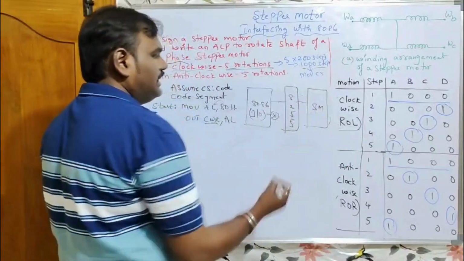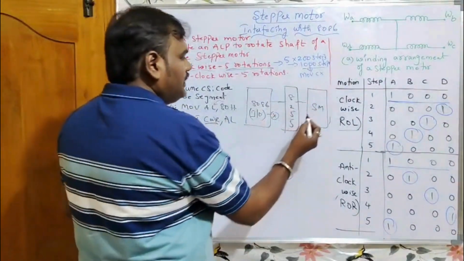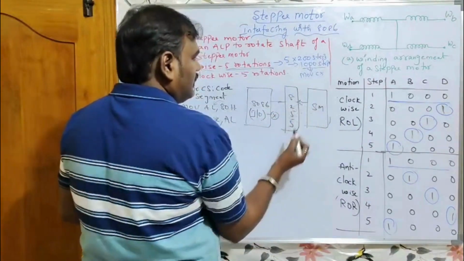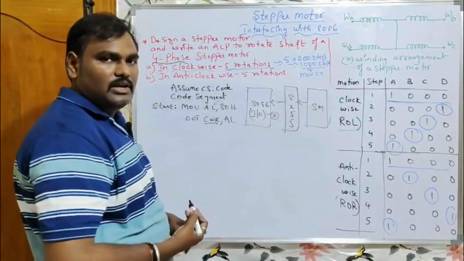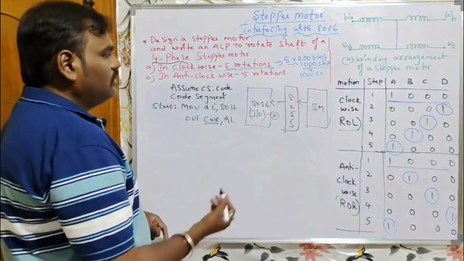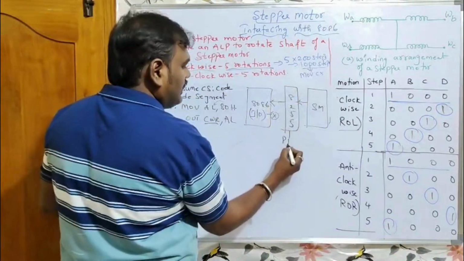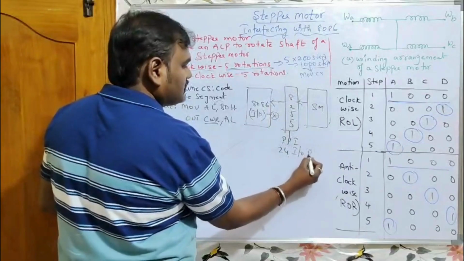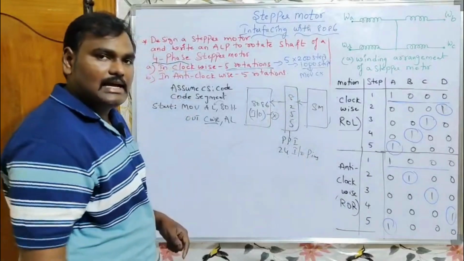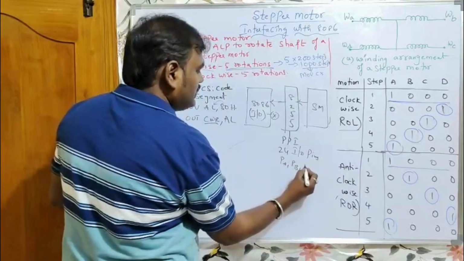We need to place the 8255 in between the stepper motor and 8086. We need to give the input to the 8255, and the 8255 output is connected as the input to the 8086. Here we are using the 8255 because it is called the programmable peripheral interface. It has 24 IO pins, which are broadly classified into 3 ports: port A, port B, and port C.